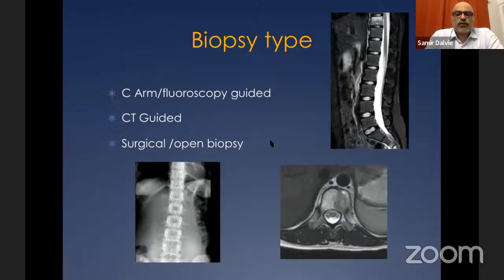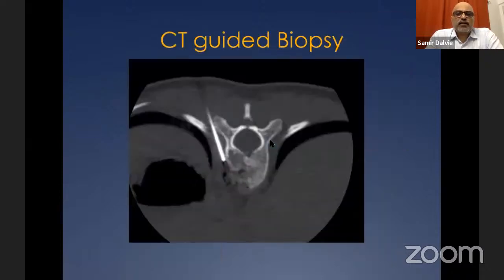So with this sort of a lesion, what we sent her for is a CT guided biopsy. So CT guided biopsy goes in and tries to get a chunk of bone and soft tissue. We usually put in wide bore needles, like a true cut needle or a Jamshidi thick needle.